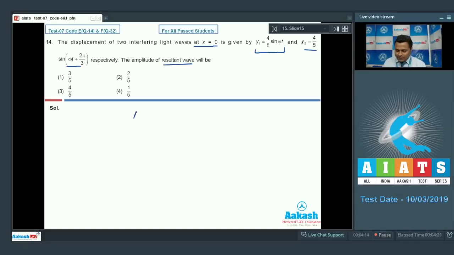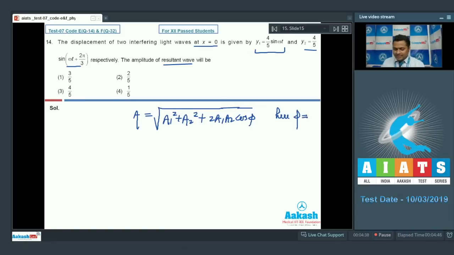Now we know the expression for the amplitude of the resultant wave, that is given by the square root of a1 squared plus a2 squared plus twice a1 a2 cos phi, where a1 is the amplitude of the first wave, a2 is the amplitude of the second wave, and phi is the phase difference between these two waves. Here phi is clearly mentioned as 2 pi by 3. So let's plug the values from the data into the expression.